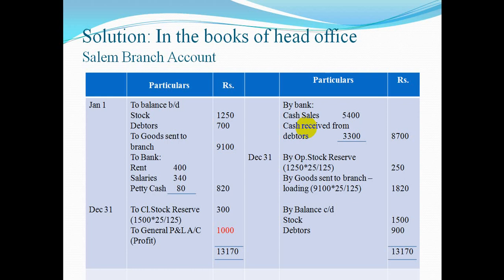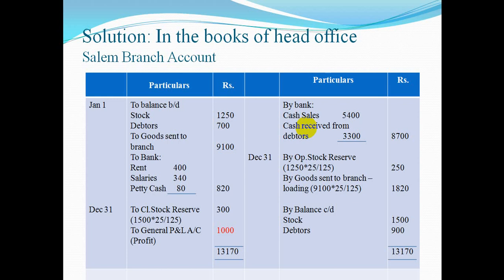So we are doing the sum by tallying, eliminating the loadings or profits. For eliminating the loading and the profit, we are doing the loading. First we will do the loading for opening stock. You can see the credit side, by opening stock reserve, 1250 into 25 divided by 125. We are getting the loading is 250 for opening stock reserve. The next is closing stock reserve. It is mentioned on the debit side: to closing stock reserve, 1500 into 25 divided by 125, it is 300.